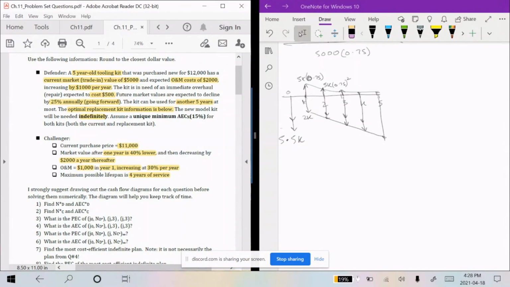Okay, so let's start with the challenger's cash flow diagram now. Challenger's current purchase price is 11K, and after 1 year, the market value is less by 40%. So let's just calculate this. It's going to be less by 40%, so it's going to have 60% of its value left. You get this as 6,600. Okay, 6,600 is going to be the market value, the salvage value after 1 year.